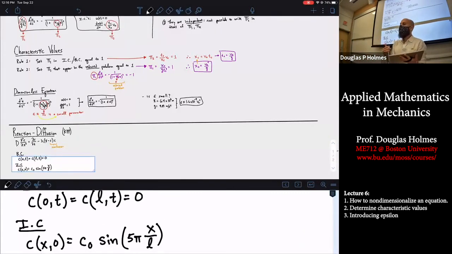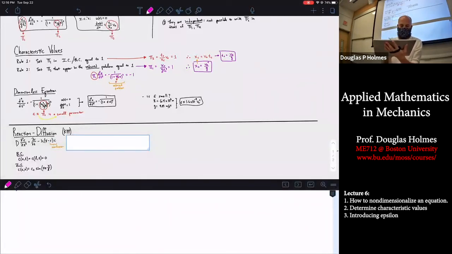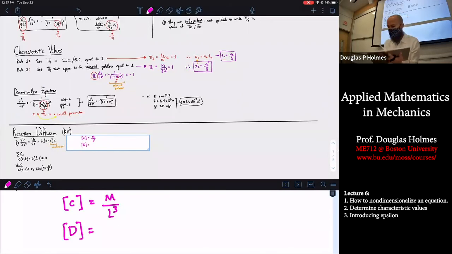The nice thing is, I haven't told you what lambda and gamma are, but based on our ability to do dimensional analysis, let me tell you that the units of concentration are the same as before. It's going to be mass per volume. We did use dimensional analysis last time to determine what the diffusion constant was, right? And so the units of our diffusion coefficient we found to be length squared over time.